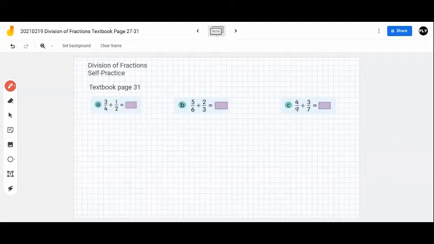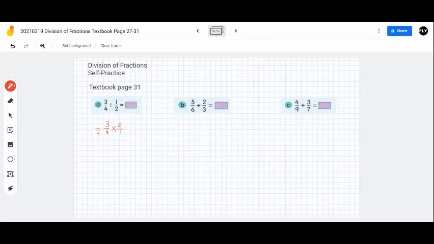Okay, look at self-practice, page 31. Look at A. 3 over 2 divided by 1 over 2. You have to rewrite 3 over 4. Change the operation from division to multiplication. After you change into multiplication, you have to inverse 1 over 2 to 2 over 1.